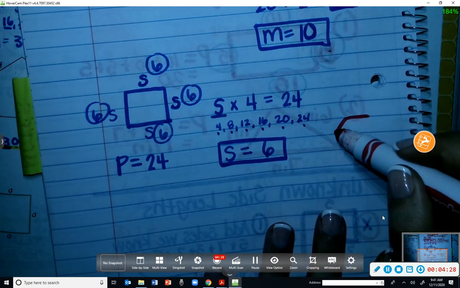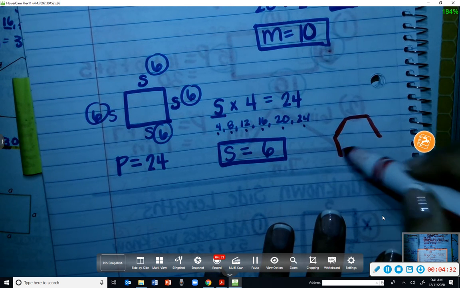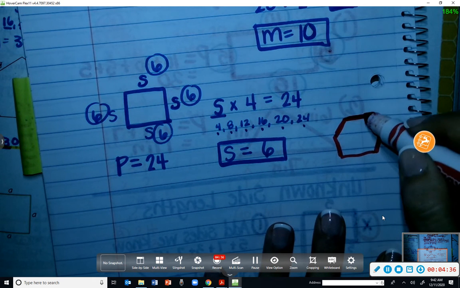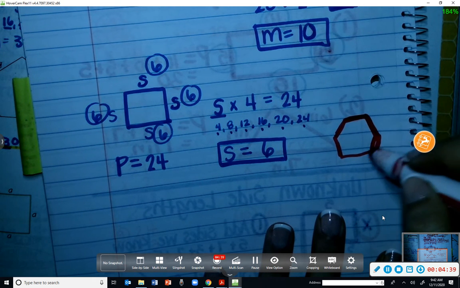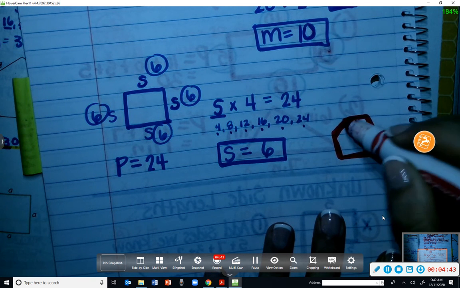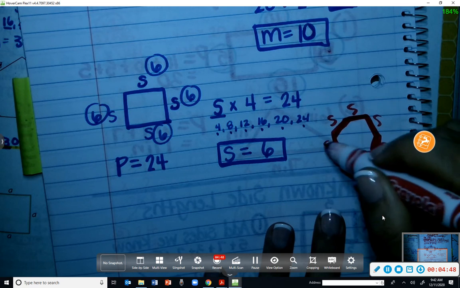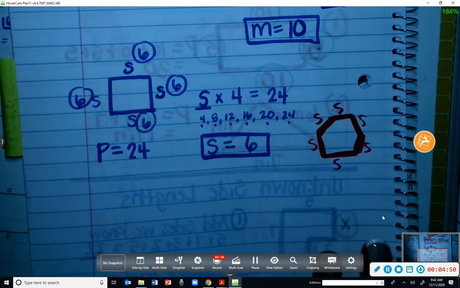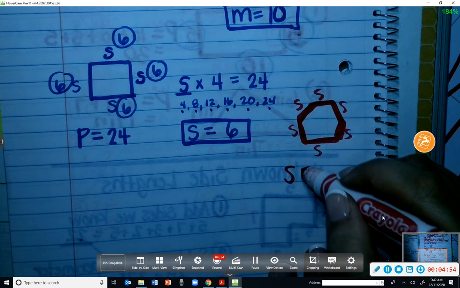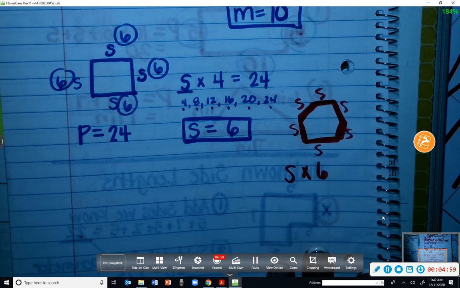pentagon, or let's say a hexagon with 6 sides, and they're all the same. Oh, let's see. 1, 2, 3, 4, 6. If they were all the same, like the square, would I still multiply by 4? No. No, I would do S times what? 6. 6, because there's 6 sides. Okay?